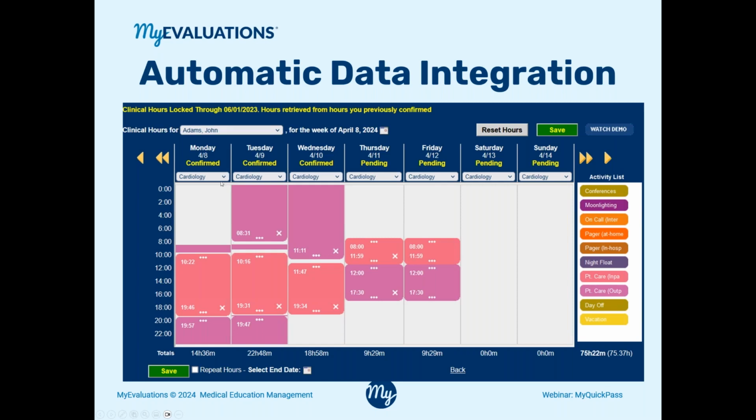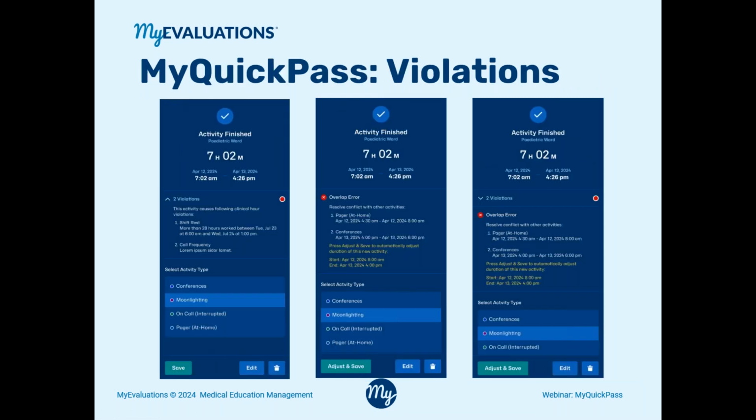All of these entries that are marked as confirmed are automatically confirmed just purely based on the MyQuickPass entries that were collected by the system. And what's really terrific about this, all the violations are also communicated to the trainee in real time as well. So these are just some screens to show you how different violations are showing up. It says you have 2 violations.